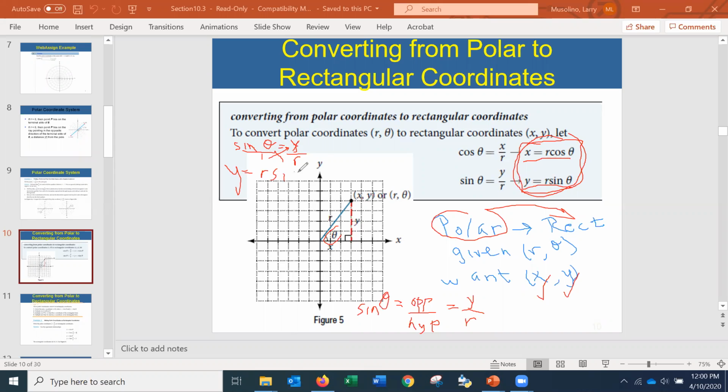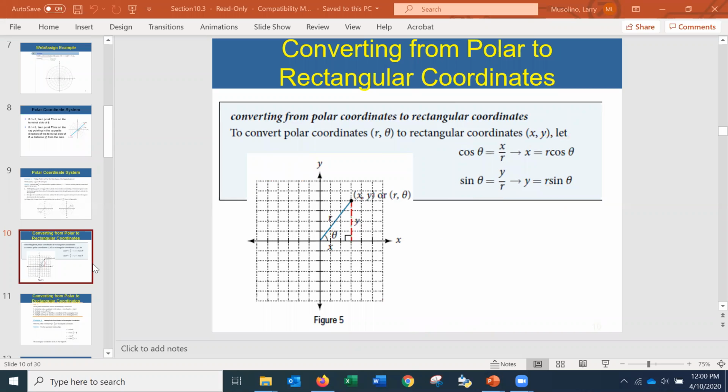So they just wanted to show you where these formulas are coming from. And really, they're just based on the definition of sine and cosine. Sine is opposite over hypotenuse. Cosine is adjacent over hypotenuse. All right, let's do a quick example and we'll wrap up for today.